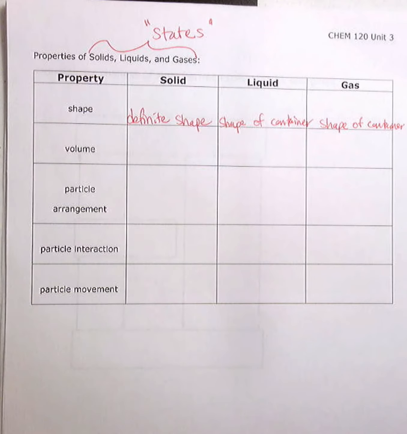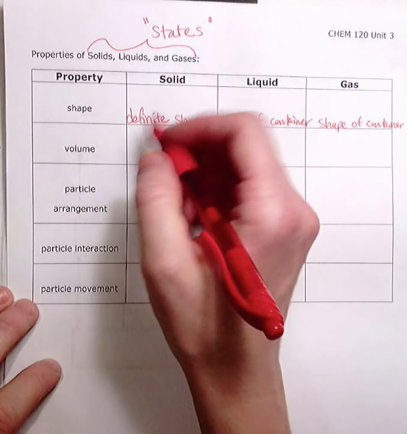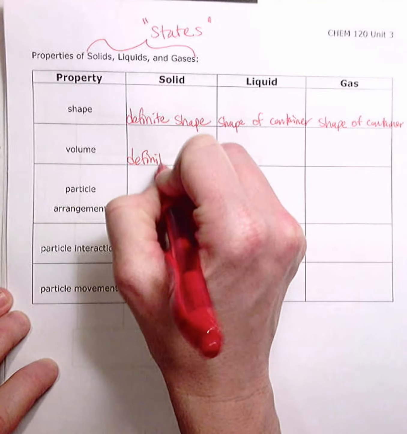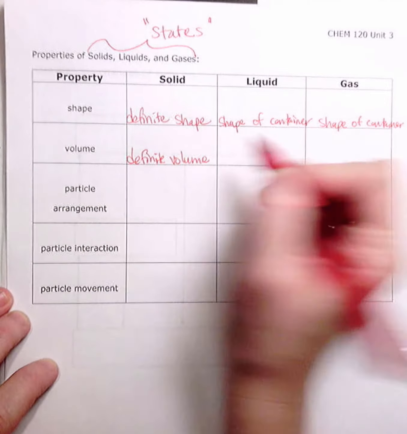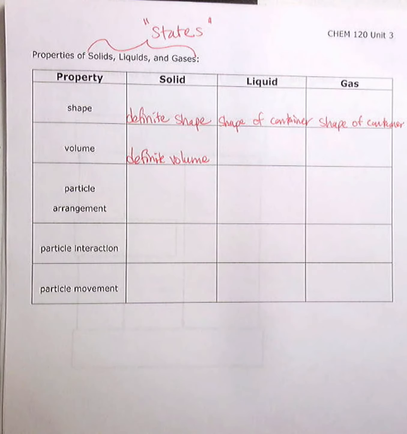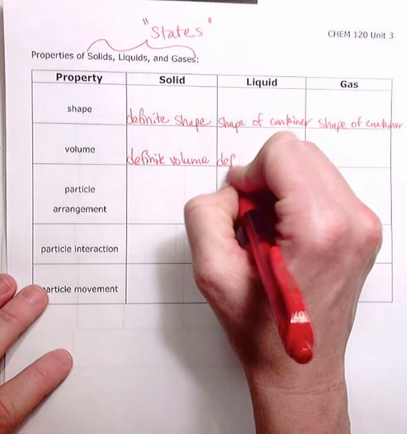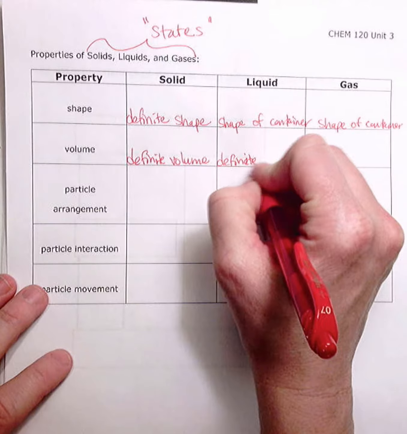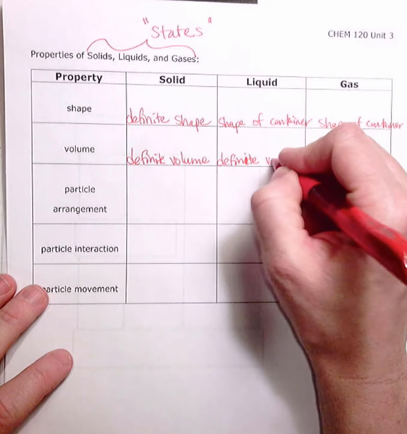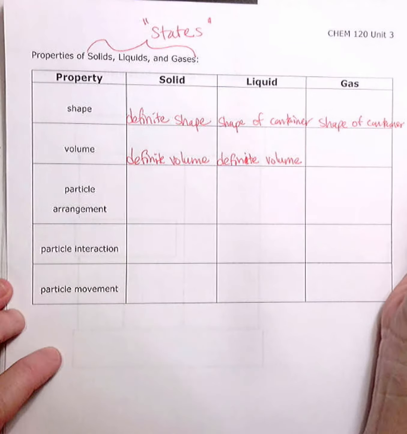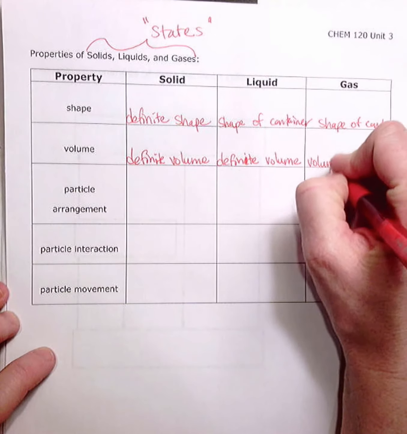All right, volume. A solid has definite volume. A liquid also has definite volume. Think about when you go to the store and you buy a 2 liter of whatever, maybe 2 liter pop or 1 liter of something else. There's a volume. So liquids have definite volume. And a gas takes on the volume of the container.